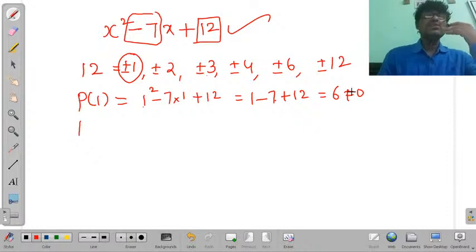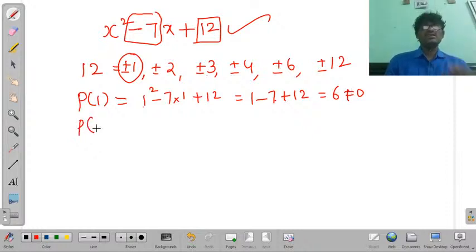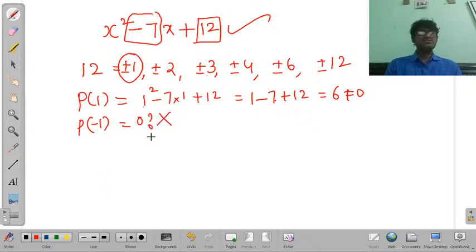Like that, you check for p of minus 1 also, whether it is equal to 0 or not. Actually, this is not equal to 0 if you calculate. Now you check p of 2 equal to 0 or not. This is also actually not equal to 0.